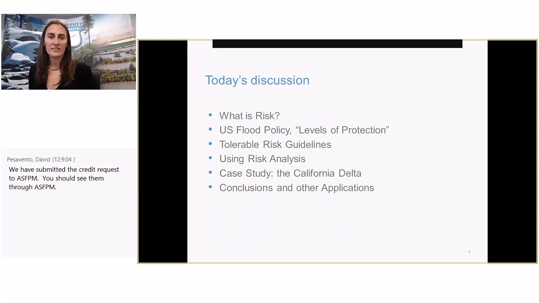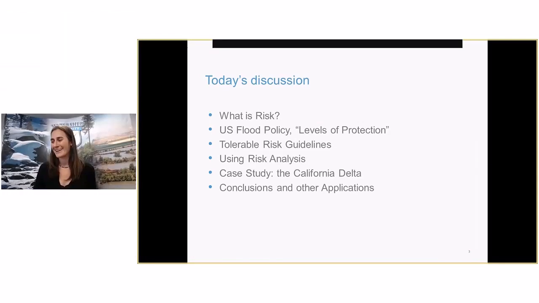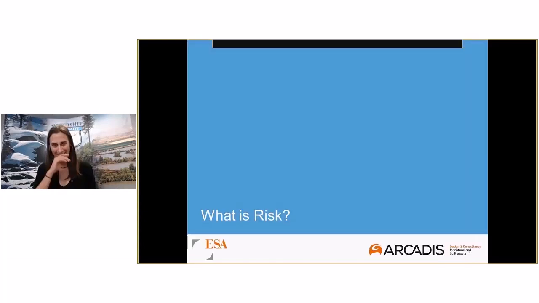Briefly, today's discussion, we're going to start off with defining what is risk so that we start with a common definition and understanding. Then we'll be talking about U.S. flood policy and the levels of protection approach. Then talking about tolerable risk guidelines, how we use risk analysis, and then how we applied it to a case study in the California Delta. We'll finish off with some other applications of it and a question for your CFM CEC credits. So do pay attention. I'll pass it to Larry.